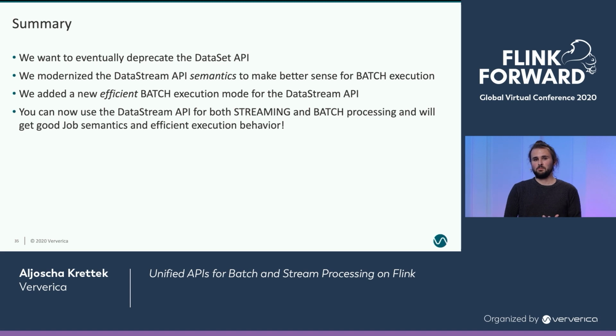So we are at the end. What did we want to do? We want to deprecate the DataSet API eventually. For this, we modernized the DataStream API semantics to make more sense for batch execution. We added a new efficient batch execution mode. And you can now use the one DataStream API for both batch and stream processing, and you should get good behavior when it comes to semantics, so you don't need to worry about watermarks and lateness for batch execution mode, and you get good, efficient execution behavior.